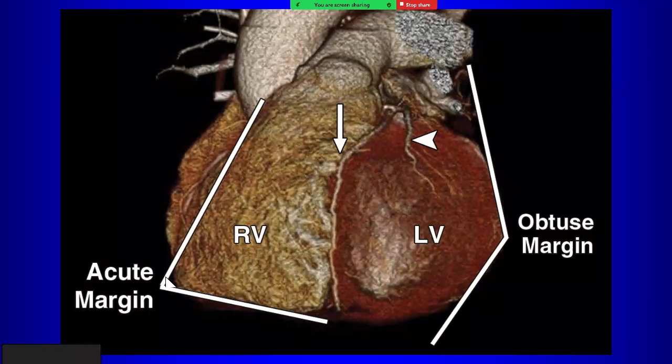And then this part of the heart is called the acute margin because the coronary artery here makes an acute angle, and this was named based on the angiographic appearance of that. And then this part is called the obtuse margin of the heart, and the circumflex coronary artery here makes an obtuse angle as it goes around there. So that's where we get acute marginals versus obtuse marginal branches. That's where that nomenclature comes from.